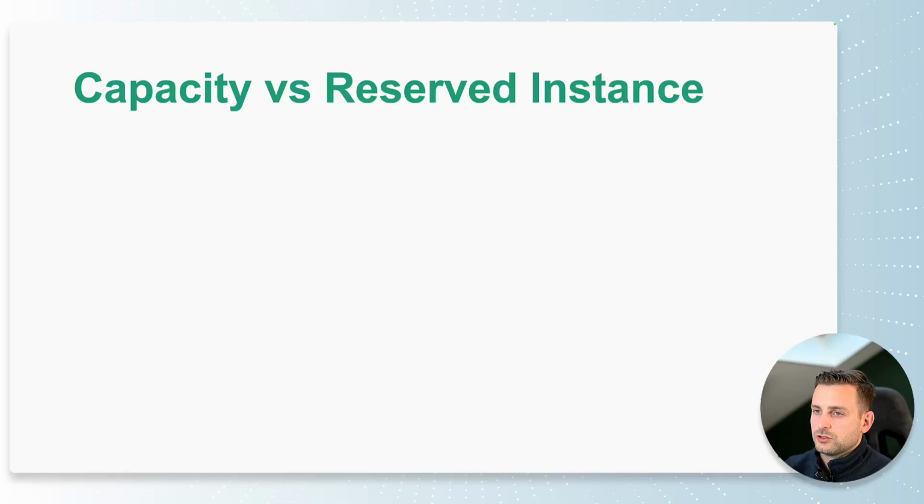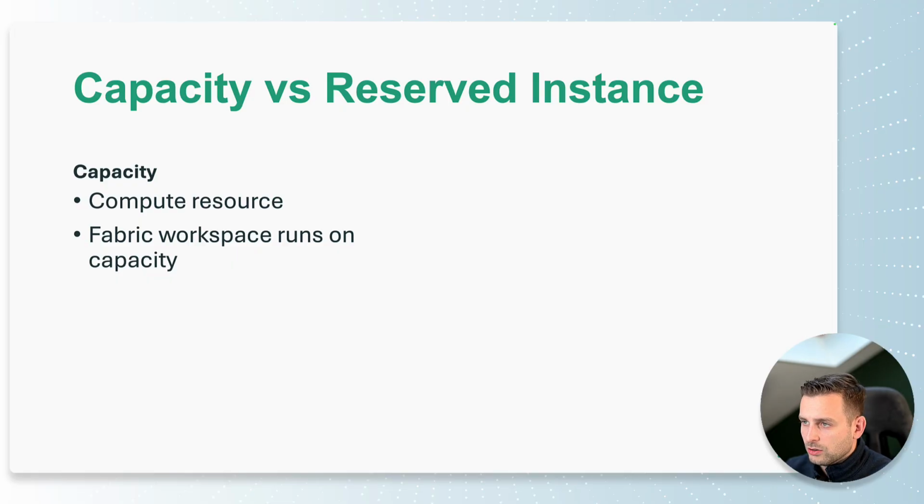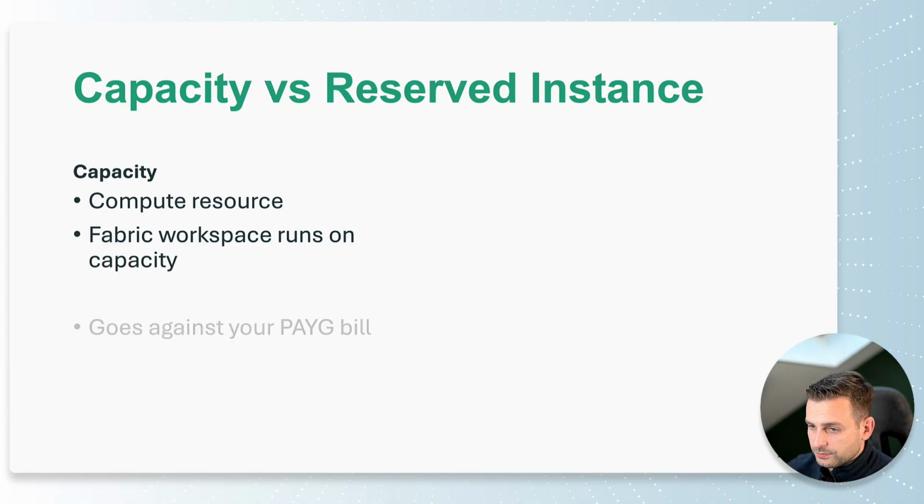So I've created a few slides on what Fabric capacities versus reserved instances are. First, let's look at capacities. A capacity is a compute resource. It is the piece of compute power, of hardware if you will, all the way in the end, that your Fabric workspaces run on. A Fabric workspace is joined to a capacity and it runs on that capacity. The capacity is basically the virtual machine that your Fabric workspace is running on.